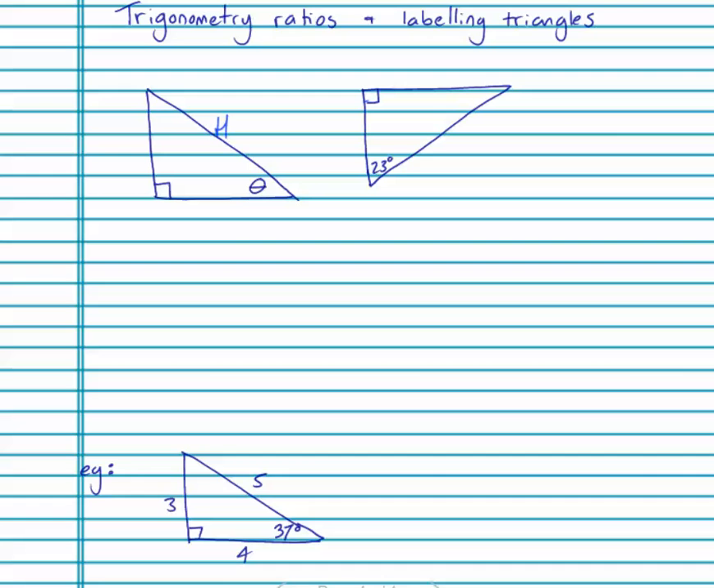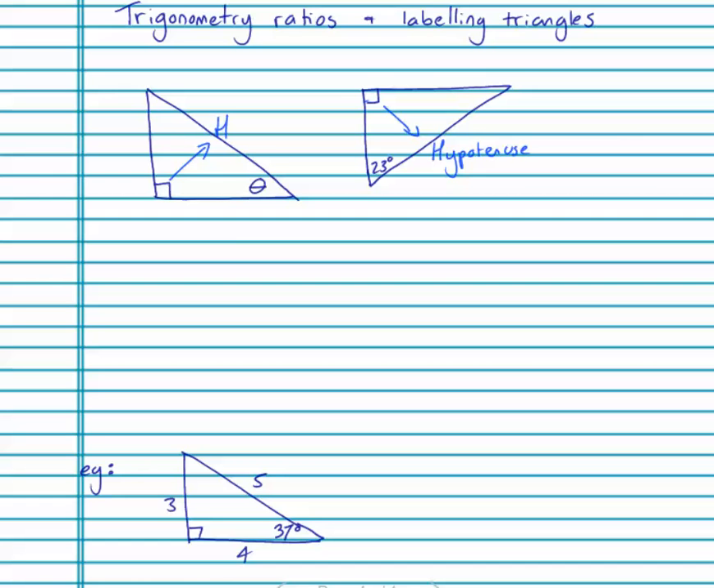We already know that the hypotenuse is the side opposite the right angle. It's the longest side because it's opposite the largest angle. So we can label the hypotenuse in both these triangles. We can label it with hypotenuse or just with H.